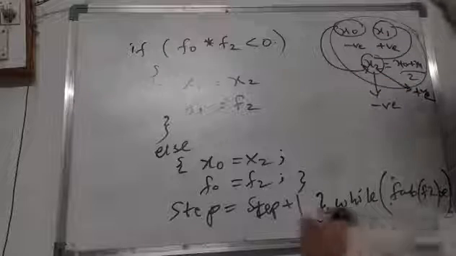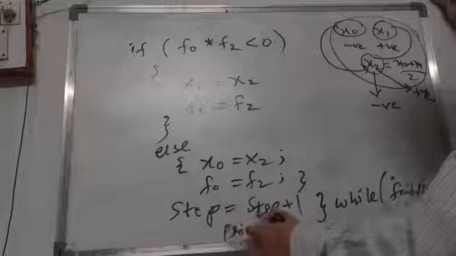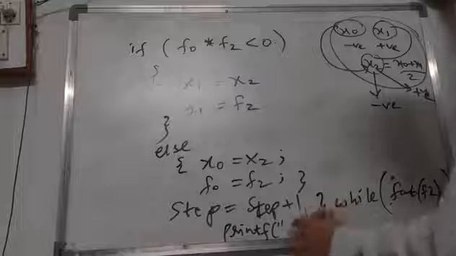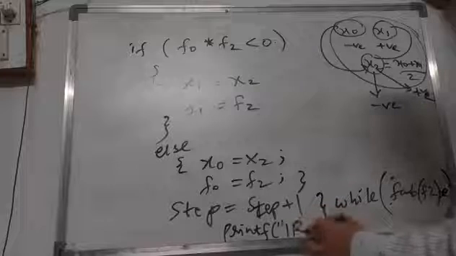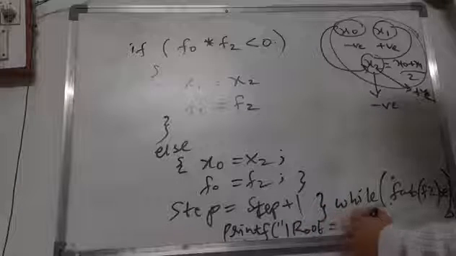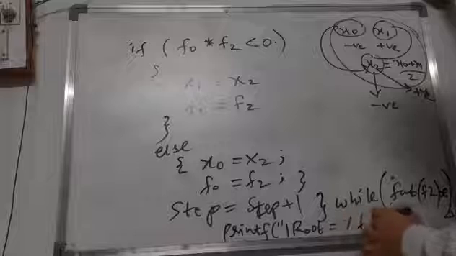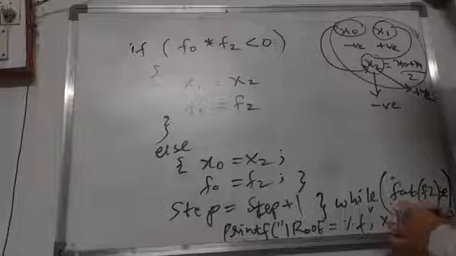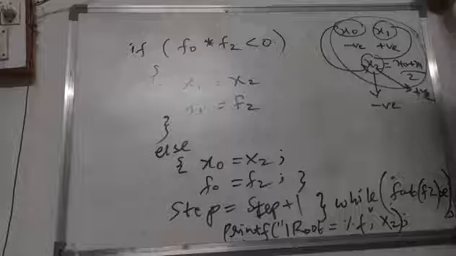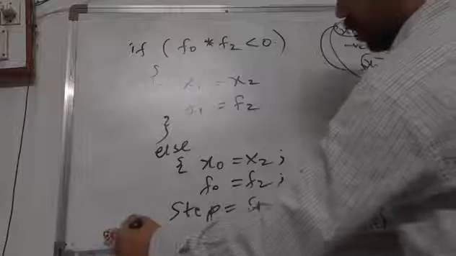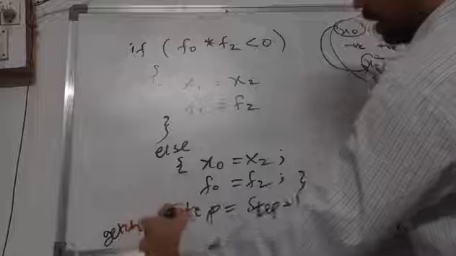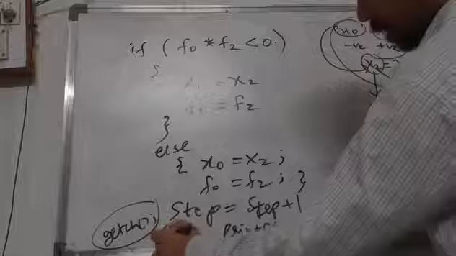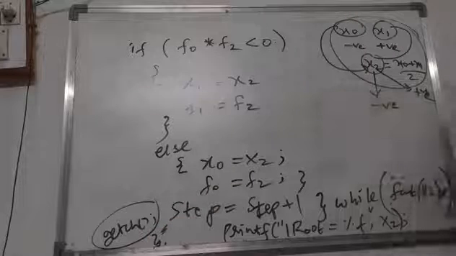And then printf: the root will be displayed here. Whatever root we have found, that root will be displayed. Root is equal to percentage f, x2, whatever is the final result, that root only will be displayed on the screen. For this we also use getch for seeing the result immediately. So by this the program ends. Okay, thank you.